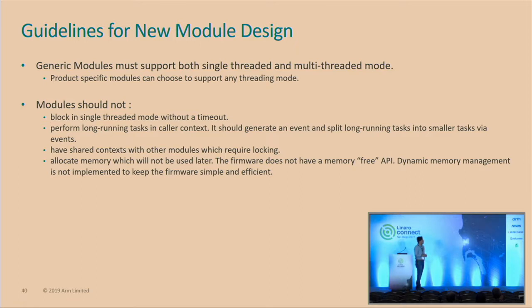Modules should not have shared context with other modules, which requires locking. We do not enforce that in the framework today. So if you do share data structures between modules, you won't get an error. But we do insist that you do not do that because we don't have locks. Eventually, because modules only call each other's APIs, they do not have access to each other's data structures. It would require a lot of trickery to share context between modules. So you don't do that.